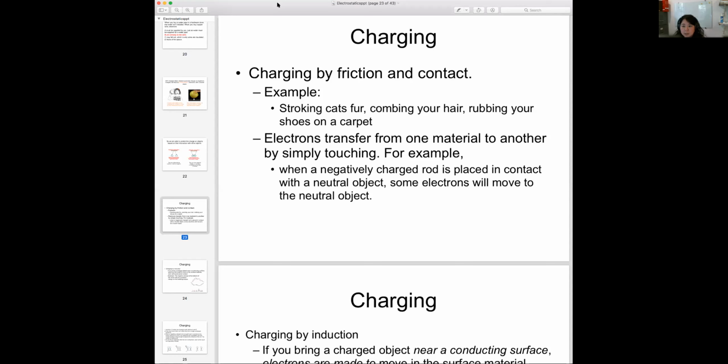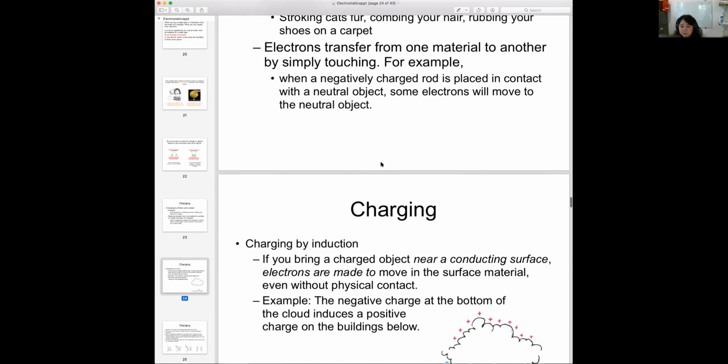So here is the charging. You can charge the object by friction and contact. You can stroke the cat's fur, combing your hair, rubbing your shoes on a carpet. All this friction motion, you can charge the object by friction. And that's because the charging happens because of either you have a deficiency or excess electrons. So electrons is the one that's transferring from one object to another object. And they can transfer by simply touching.